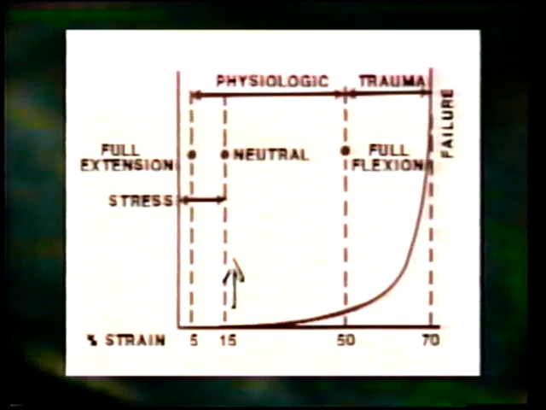Looking at this graphically, you will notice that the amount of load or strain, if you will, that is on the ligamentum flavum is such that in neutral it's at about 15%. And notice that it takes a lot of load, and until we get way out to about 70% and way up here, will it fail. So there's a wide physiologic range of the ligamentum flavum before it will actually be injured.